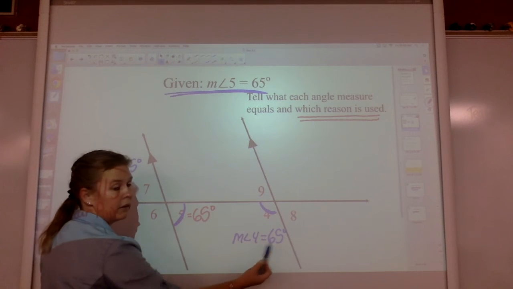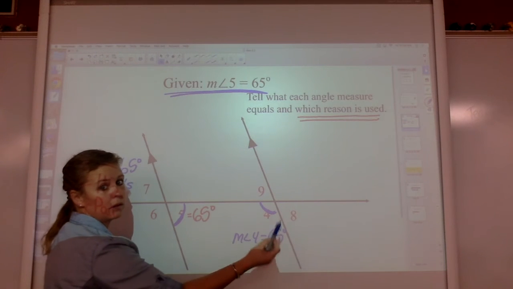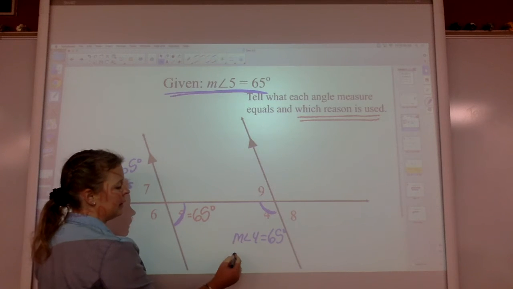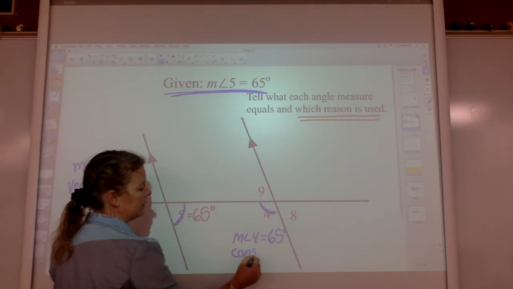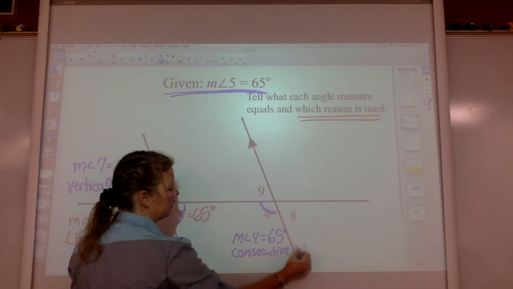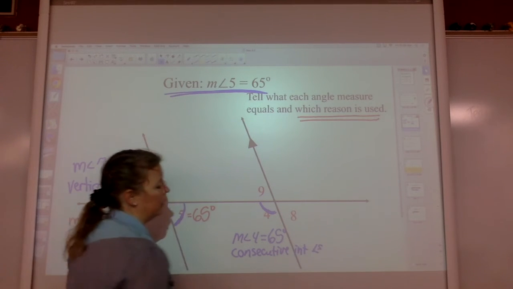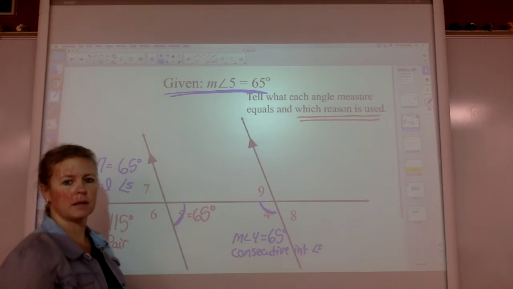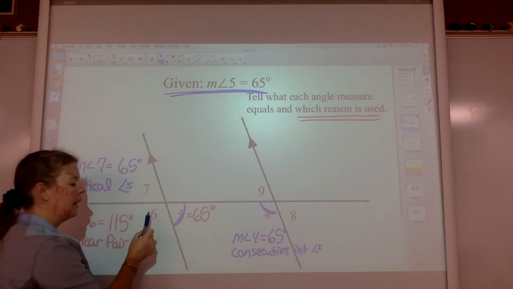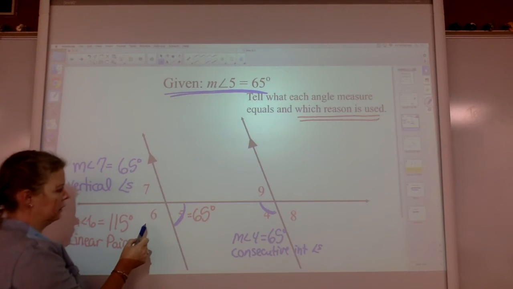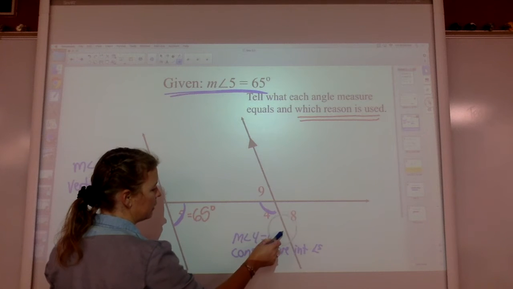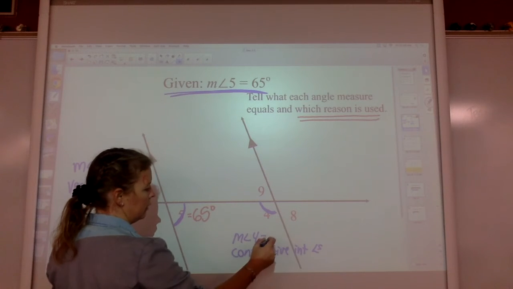Notice my notation every time. Measure of angle 4 equals 65 degrees. Put it all in there. Why? How is it related to angle 5? Consecutive interior angles. Or, as we've called them, same side interior angles. But it has to be related to 5. Is it related to 6? Oh my gosh, look at what I just did. Thank you for correcting me. You're probably shouting at your screen.